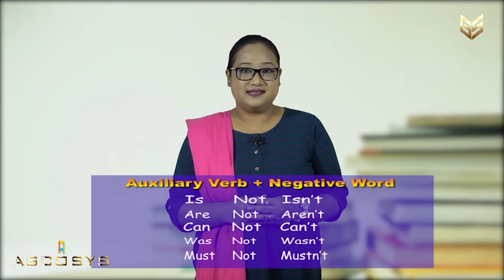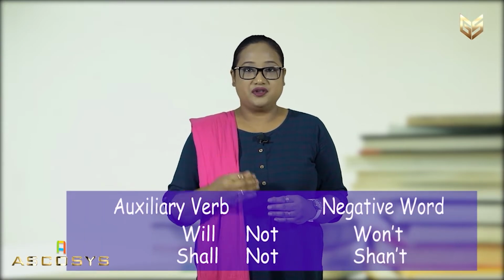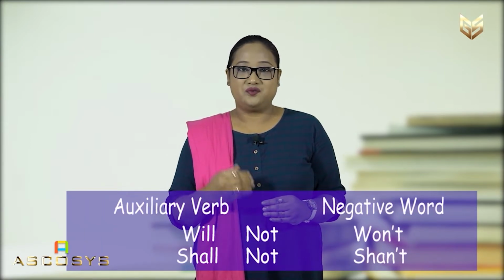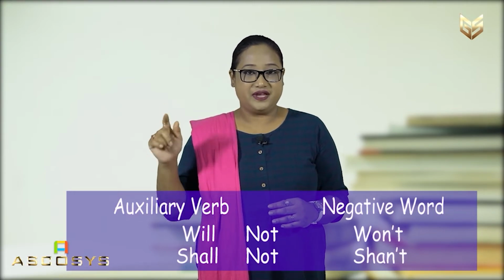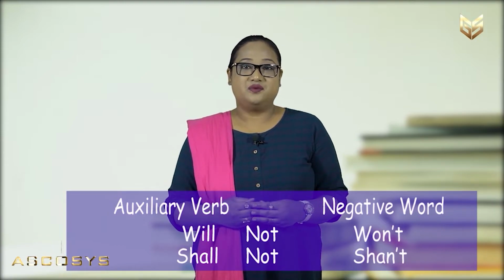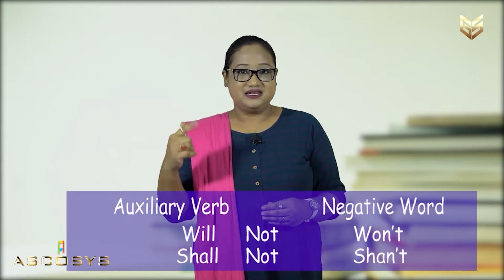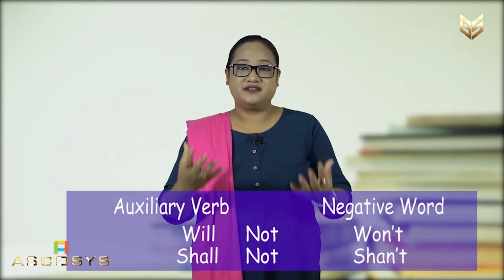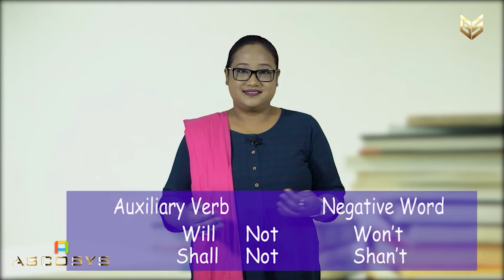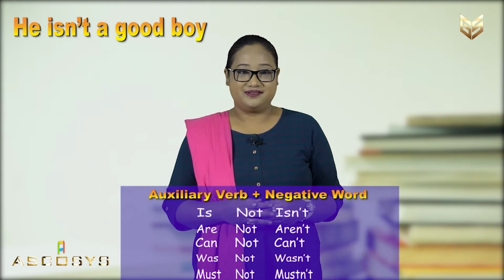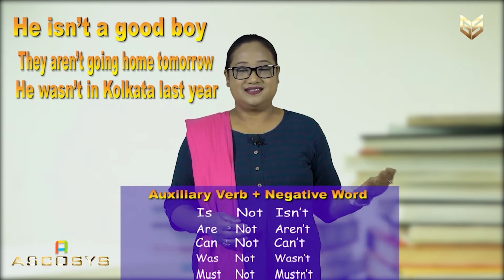And in some cases, the auxiliary verb changes. For example, will not will become won't. It won't be willn't. It will be won't, W-O-N apostrophe T. And shall not will become shan't, S-H-A-N apostrophe T. So in some cases, the auxiliary verb also changes. So let us say the sentences again. He isn't a good boy. They aren't going home tomorrow. He wasn't in Kolkata last year.